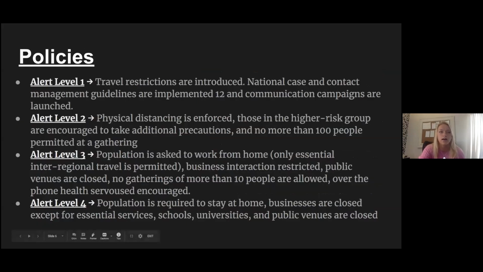So these are the different policies, the alert levels that they have put into place. Alert level 1, they labeled as prepare. They were trying to keep the disease contained in New Zealand, so just initial travel restrictions. Alert level 2, they labeled reduce. The disease is contained, but there's a risk of community transmission. So they were implementing non-pharmaceutical interventions, as well as an initial gathering ban.